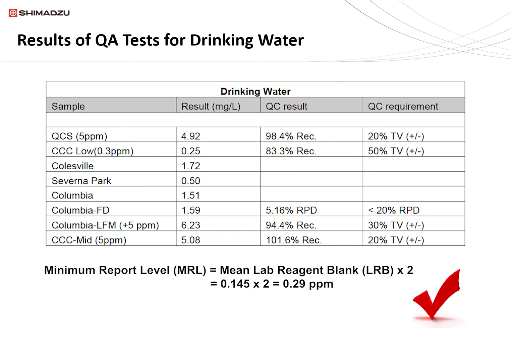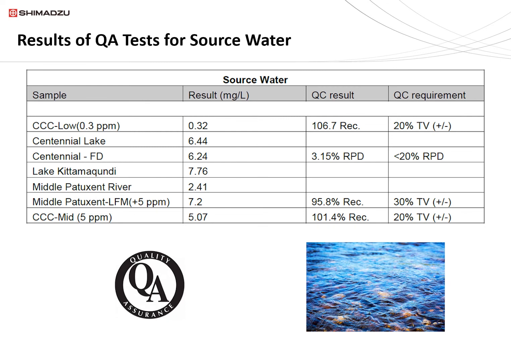The Columbia and the Columbia FD are duplicate samples, and the result was within 5.16% difference, which is less than the 20% RPD that's required. And the spike of the Columbia is 1.51, and the sample spike was 5 ppm, which resulted in 6.23 ppm for a spike recovery of 94.4%, well within the plus or minus 30% TV value. Similar QA information is available for the source water.